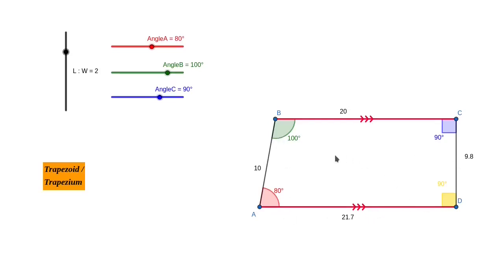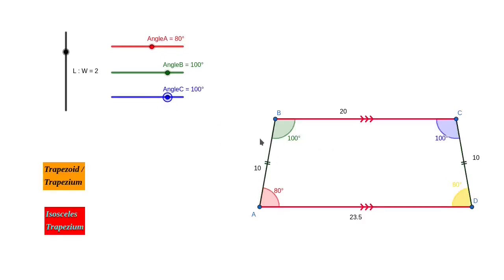Here AD and BC are parallel to each other. So the non-parallel sides are AB and CD. If we make angle C 100 degrees, you can see that AB and CD are equal. This is one kind of isosceles trapezium or trapezoid. This can also be achieved by making AB and CD parallel to each other, where BC and AD will be equal.